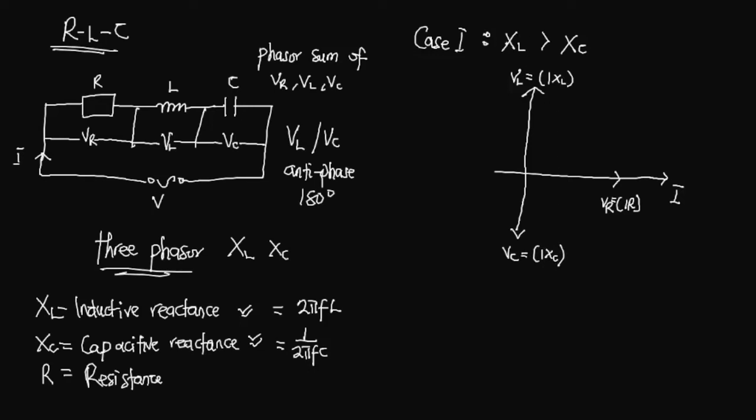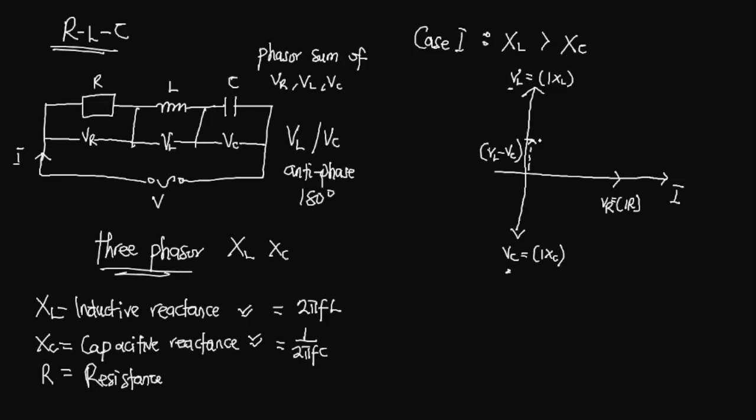Now, because our XL is greater than XC, it means that the resultant of VL and VC, because this VL is greater than VC, will lie in the positive Y direction. So this guy over here will be the difference between our VL minus VC. This is their resultant. This is where it's going to lie in this particular case.